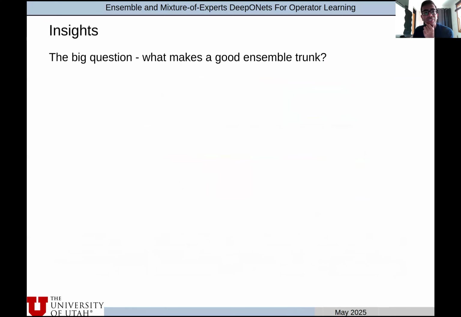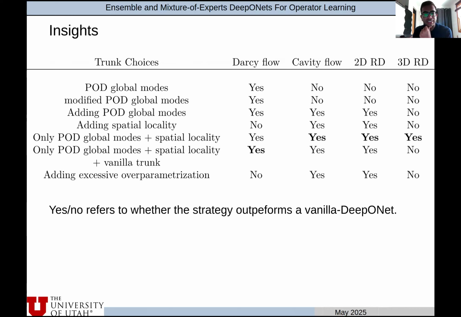And now to discuss the insights. So at the end, the big question was, what makes a good ensemble trunk? And as I've been pointing towards, it is a mix of global and local basis functions. So here, the yes/no refers to whether these models outperform the vanilla DeepONet, and the bolded versions are the best performing models. And we can see that all the best performing models have the POD global modes and the partition of unity mixture of experts local modes.